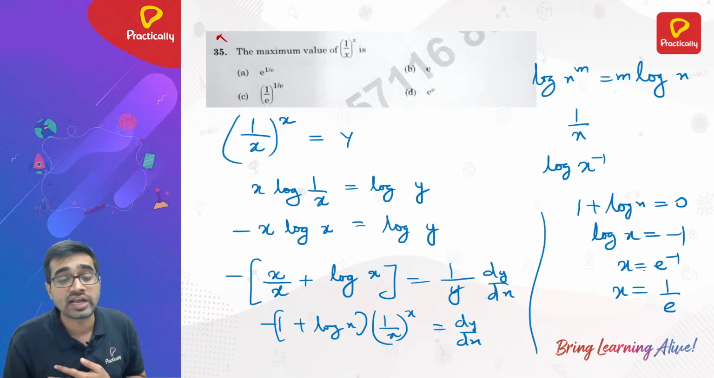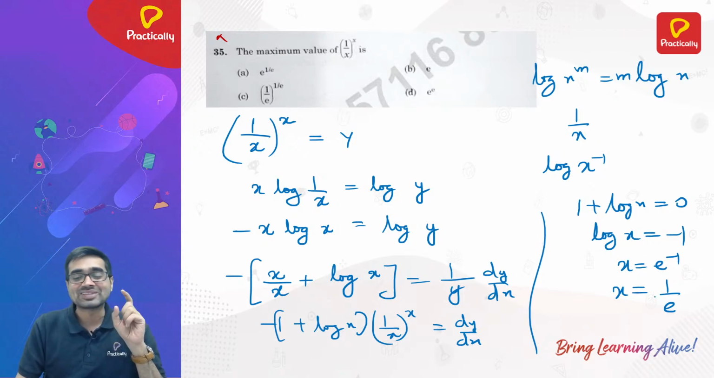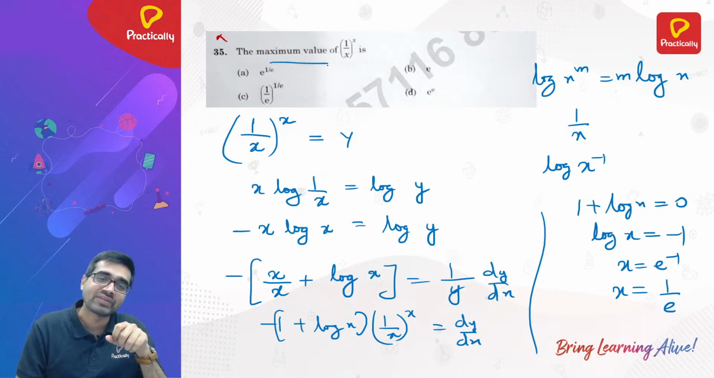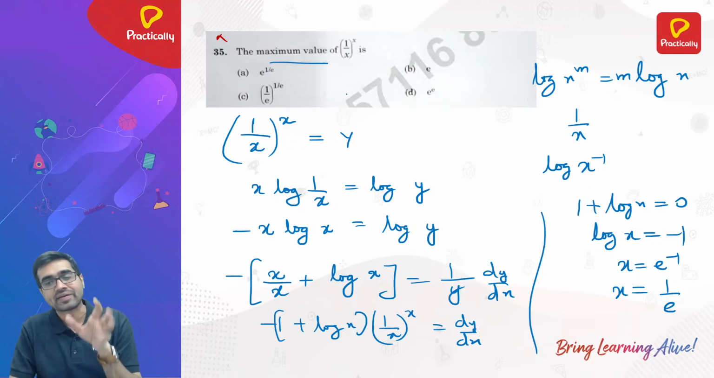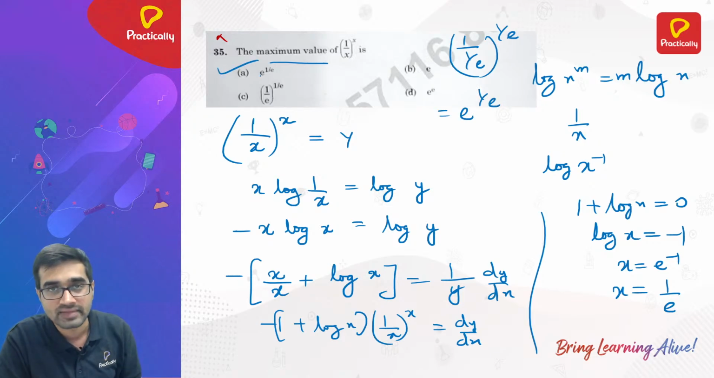Now at this instant, you may think to redifferentiate it. Don't do that. There is only one critical point. They have asked the maximum value. The answer should match. Take that risk. Put x equal to 1 by e and it is solved. So 1 by e to the power 1 by e is nothing but e to the power 1 by e, and that's the answer. Simple and easy.